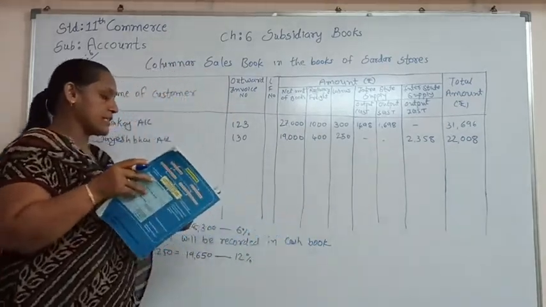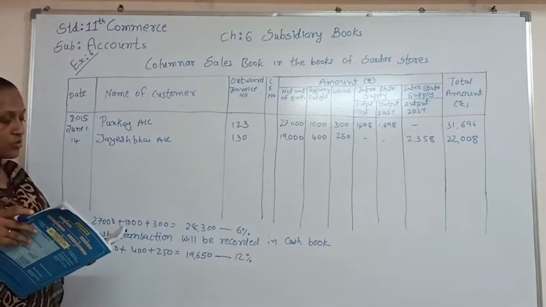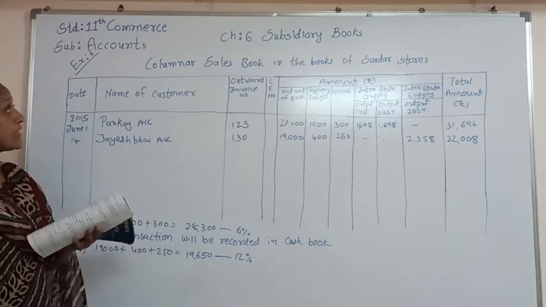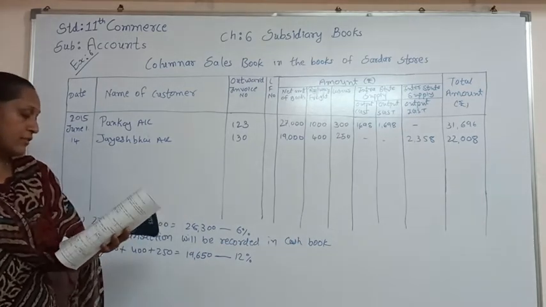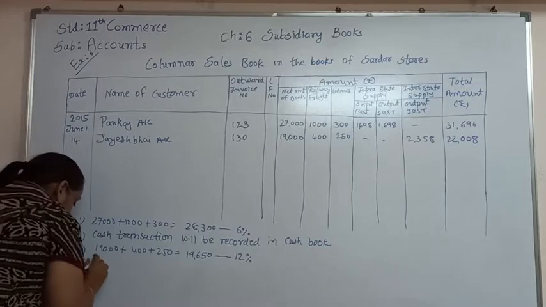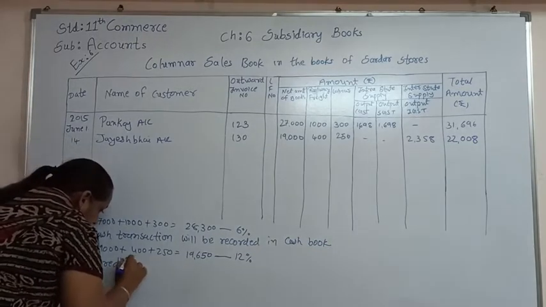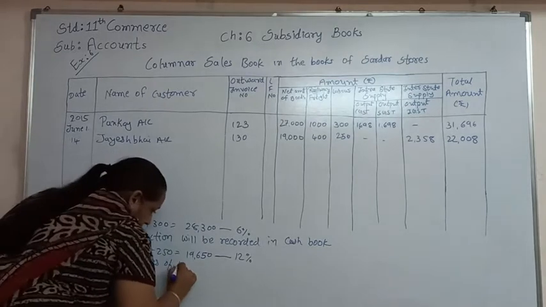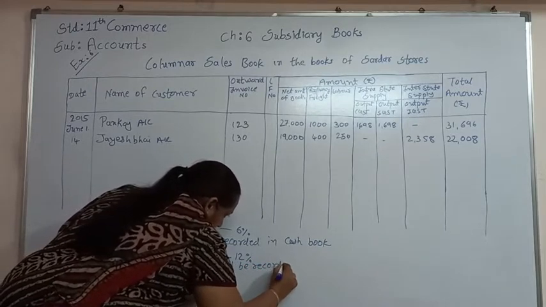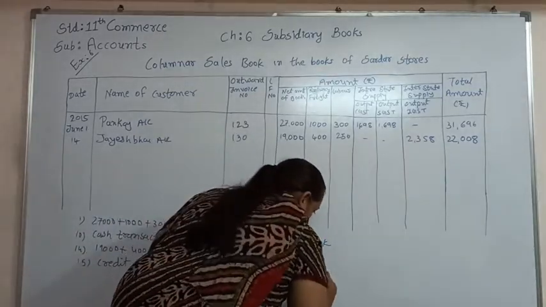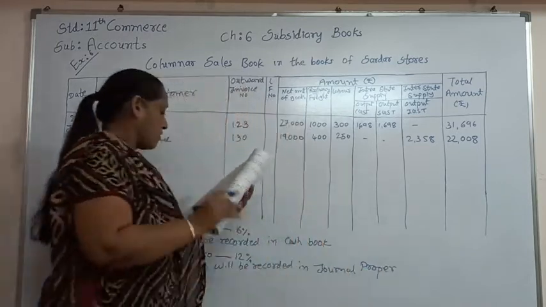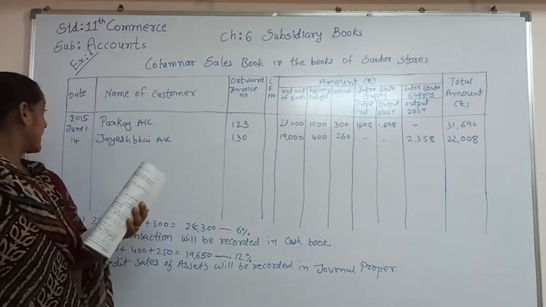Now let's see the next transaction, that is on date number 15. An old machine sold to Kisan. So here the machine sold is an asset, selling of the asset, and as we know, here we are not recording any sales of the asset. So that we are going to record in the journal proper. So date number 15, credit sales of the asset will be recorded in journal proper.